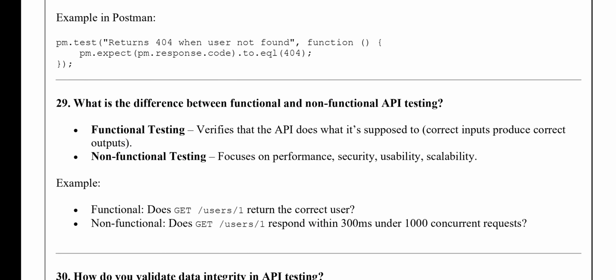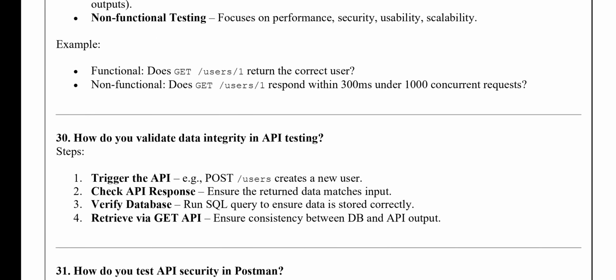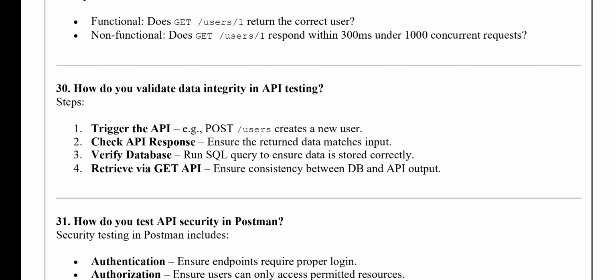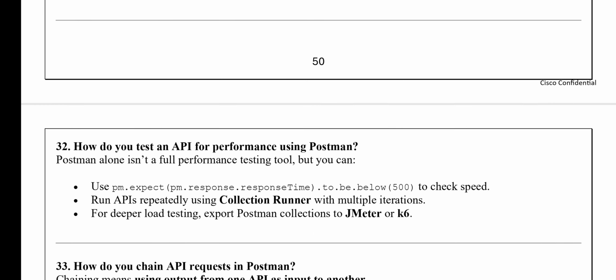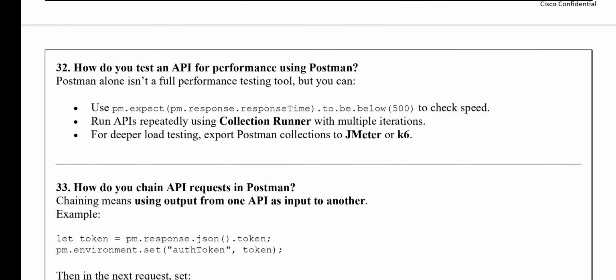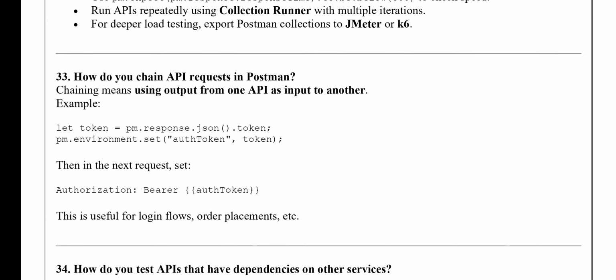What is the difference between functional and non-functional API testing? How do you validate data integrity in API testing? How do you test API security in Postman? How do you test an API for performance using Postman? How do you chain API requests in Postman?